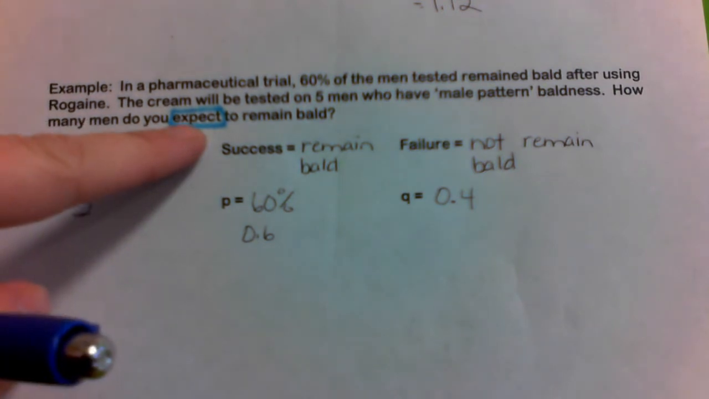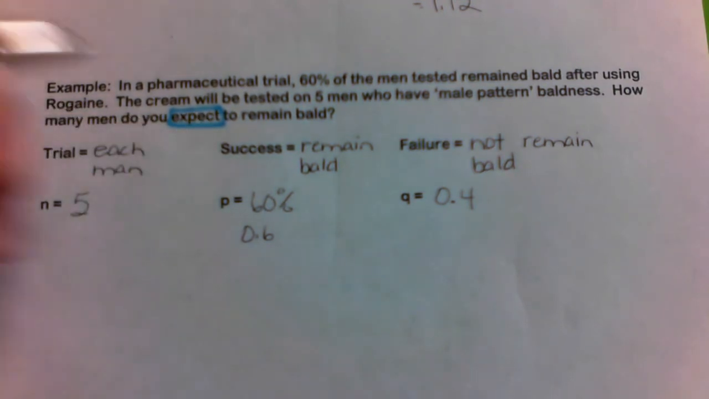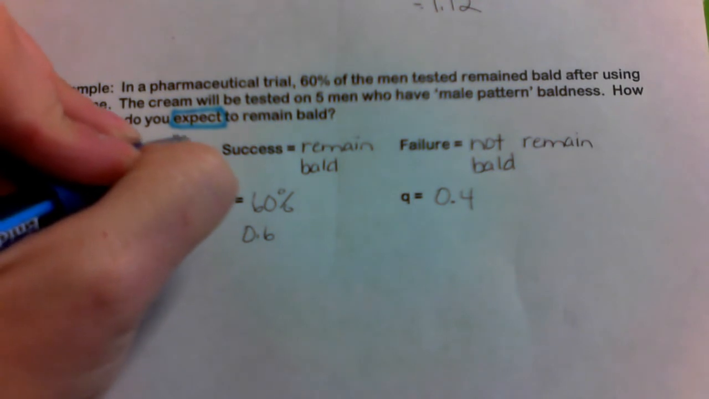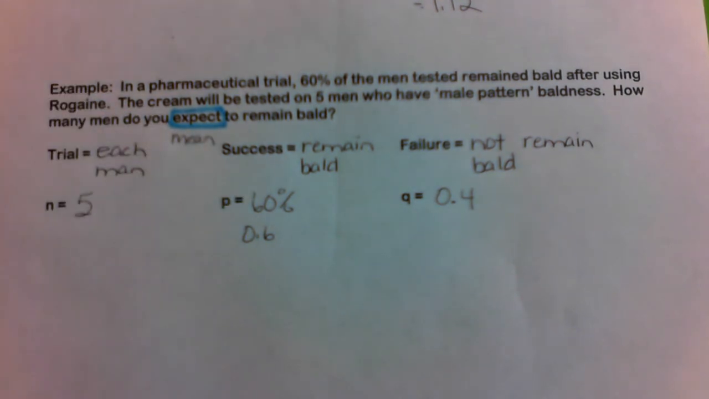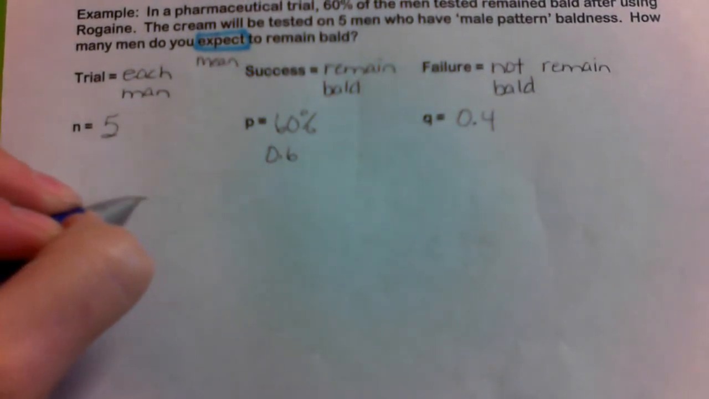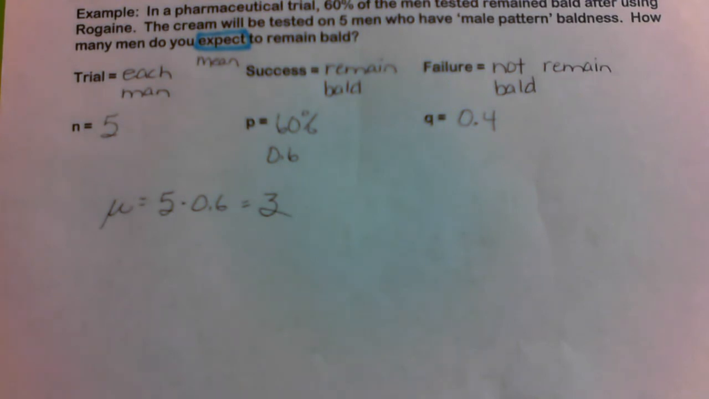How many do you expect? That word expect right there tells me I need to calculate the mean. And for a binomial distribution, to calculate the mean, all I have to do is take N times P, and that would give me 3. So of the 5 men, I expect 3 of them to remain bald.